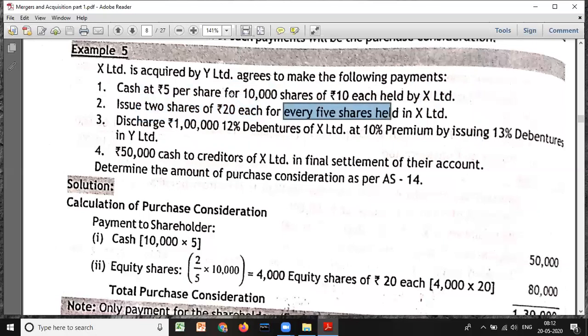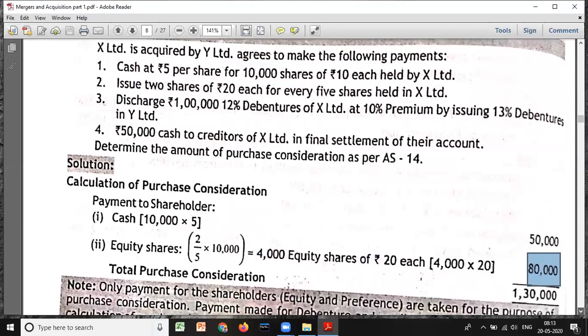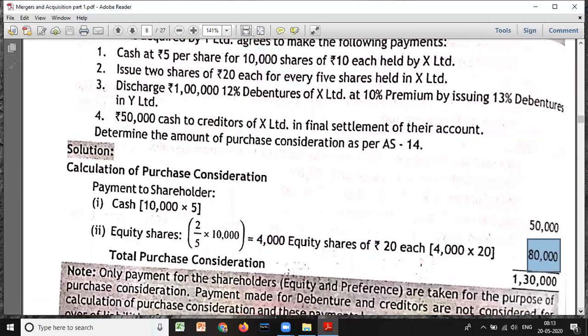So 10,000 is the total number of shares. So 10,000 into 2 by 5, because for every 5 shares they are issuing 2 shares. 10,000 into 2 by 5 is 4,000. So 4,000, if you multiply with 20 rupees, then we will get how much? 80,000 we will get. So if you total, the total amount will be 50 plus 130, it will be 1,30,000.